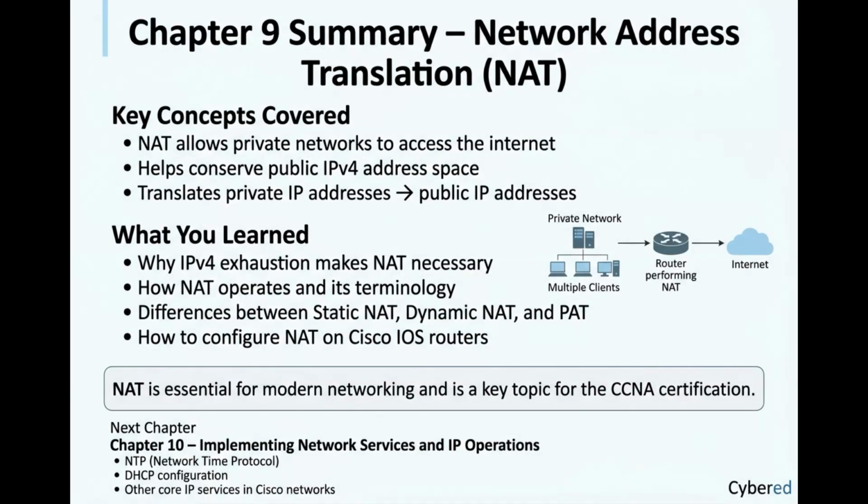Summary. In this chapter, we explored the critical role that network address translation plays in modern private networks. NAT enables internal devices using private IPv4 addresses to communicate with the public internet while conserving valuable public address space. You learned why IPv4 exhaustion makes NAT necessary, how NAT operates and its key terminology, the differences between static NAT, dynamic NAT, and PAT, and how to configure each type of NAT on a Cisco IOS router. By completing this chapter, you now understand both the theory and practical configuration of NAT in an enterprise environment, an essential topic for real-world networking and the CCNA certification.